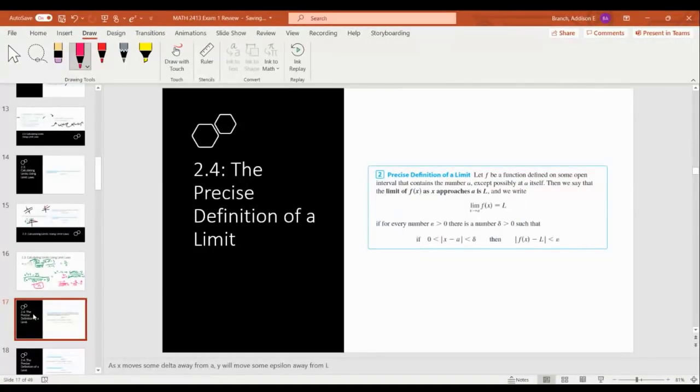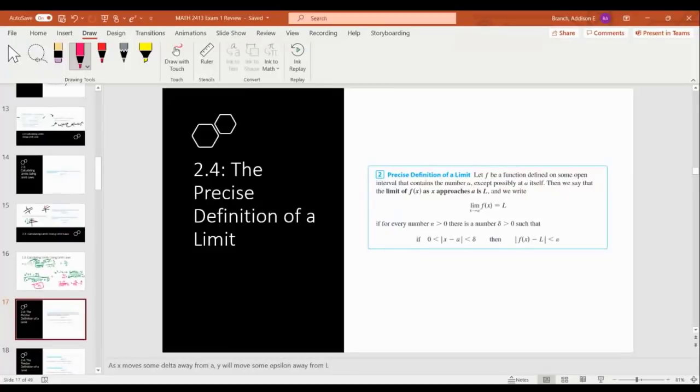All right, section 2.4, that one's going to be the precise definition of a limit. So essentially, it states that if we know for a fact that the limit as x approaches a of f of x equals L, for every number epsilon greater than 0, there is a delta greater than 0 such that 0 is less than the absolute value of x minus a, which is less than delta, and the absolute value of f of x minus L is less than epsilon.